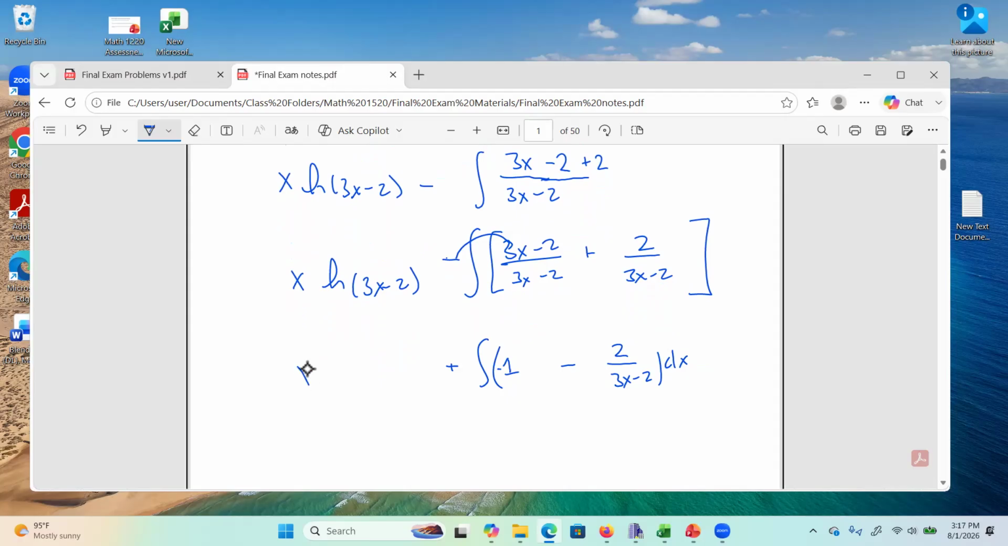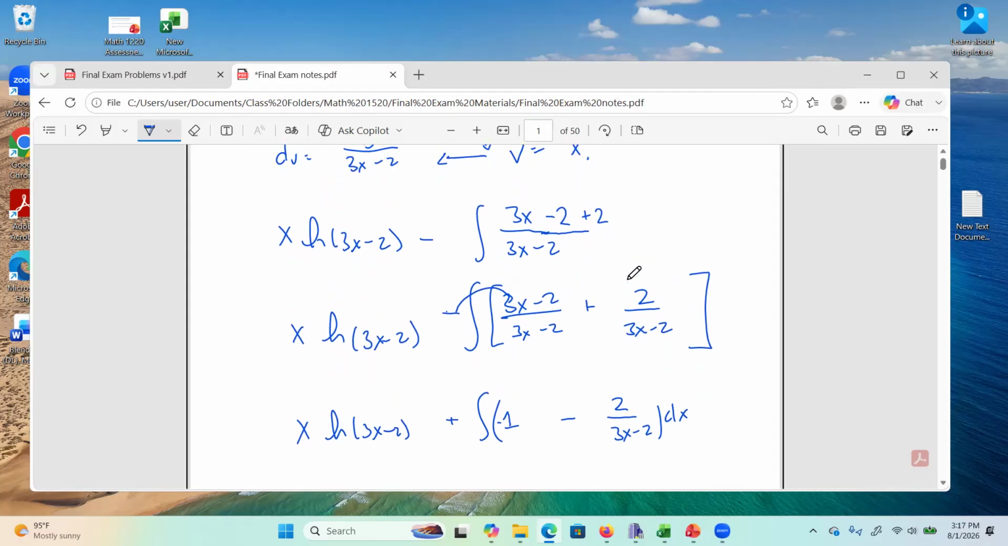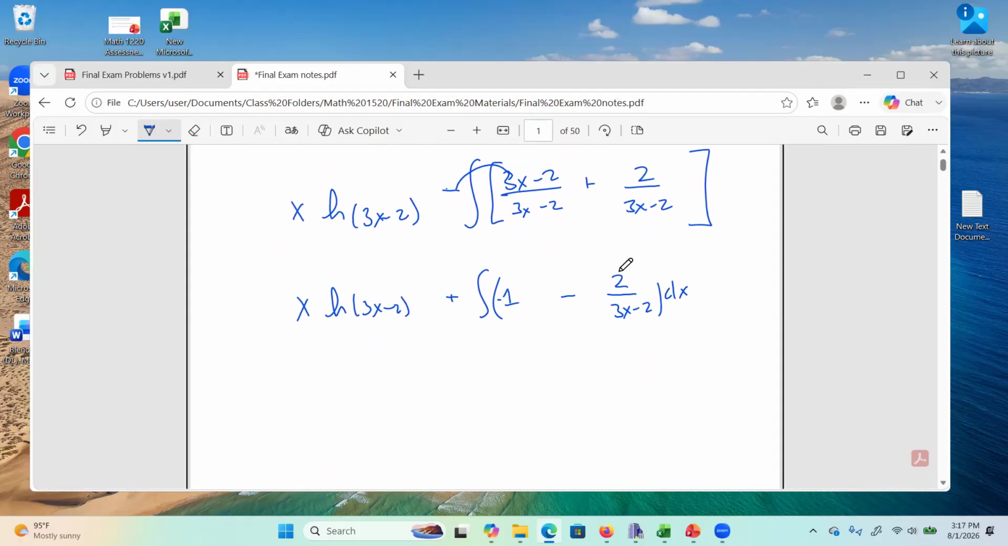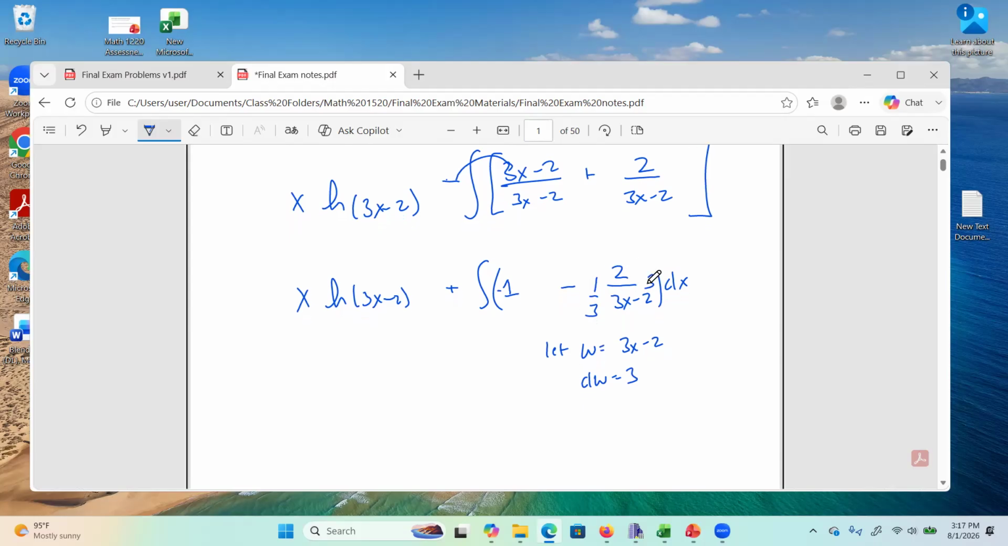Okay, so here we have x natural log of 3x minus 2. And now we can go ahead and integrate this little part here. Now, you have to do a little bit of a u substitution right here to say something like, let me pick a different letter, let w is equal to 3x minus 2, dw is equal to 3. So what we're going to do is multiply this thing by 3 here, but we're going to divide by 3 over here. Okay, so this 2/3 bit here is just going to factor out.